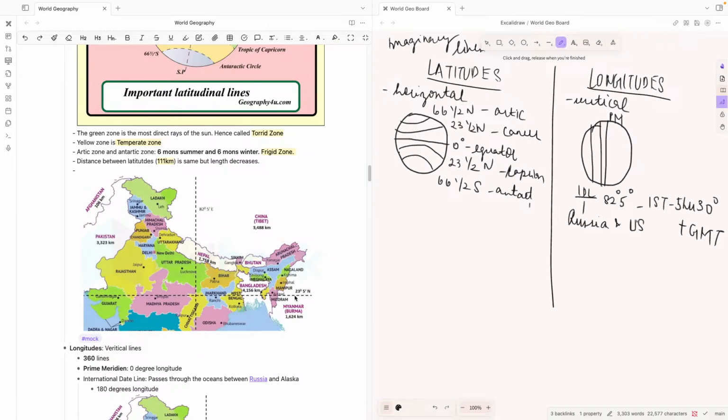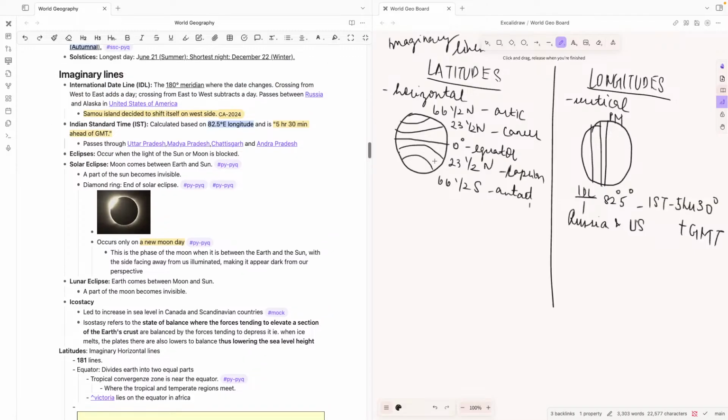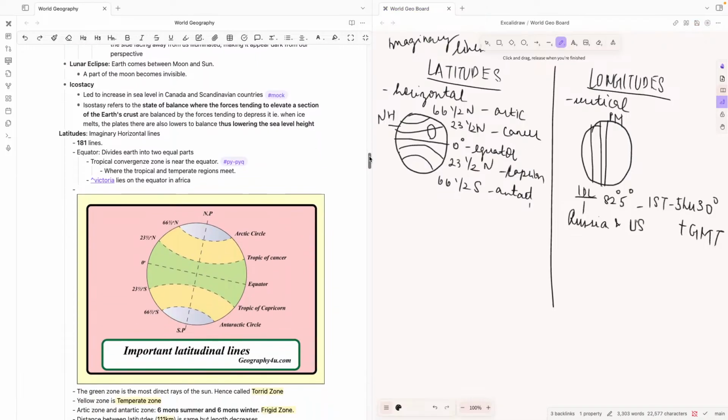This is the 23.5 north. This passes through Gujarat, Rajasthan, Madhya Pradesh, Uttar Pradesh, Chhattisgarh, Jharkhand, West Bengal and Mizoram in India. India is on the top of the equator, so it is in the northern hemisphere. And then there are 2 types of solar eclipses. Okay, before going to this, we'll also finish the other concepts in latitudes.